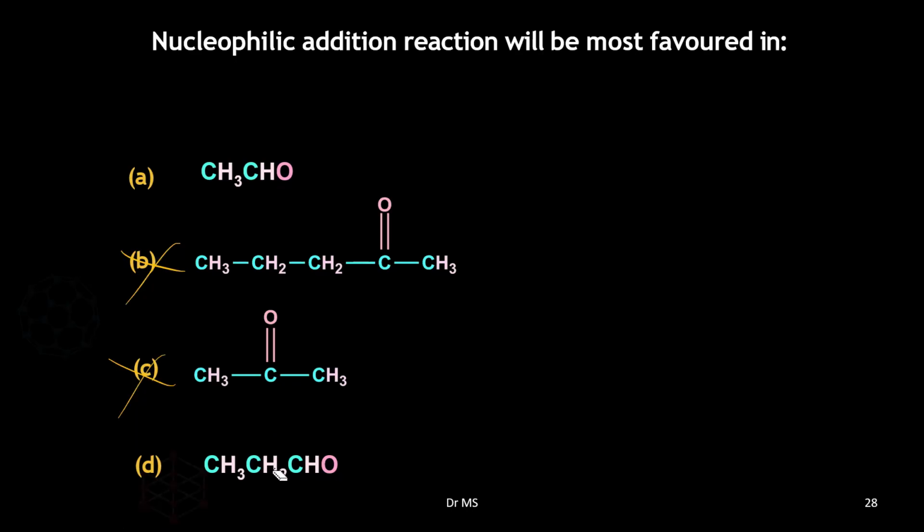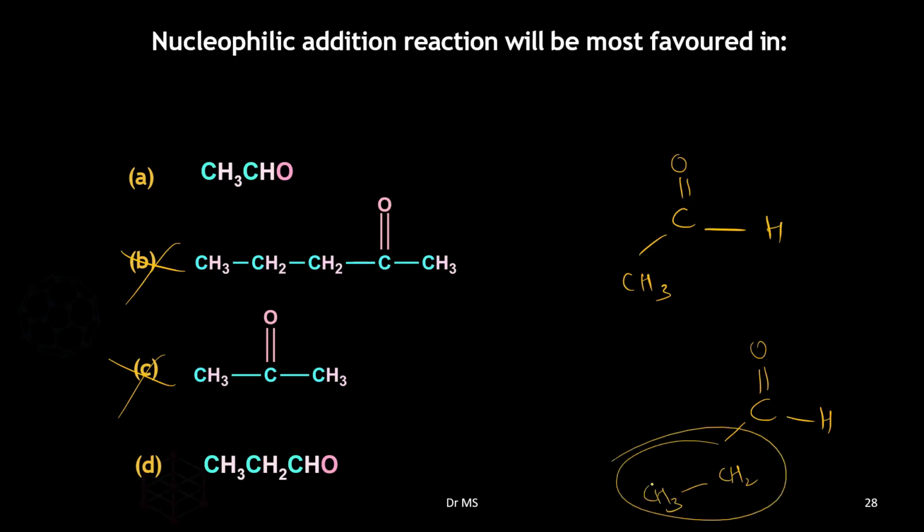D. Here C double bond O, H, and here only CH3. Whereas here C double bond O, H, and here there is a CH2, CH3. So there's a bulkier group here, so this is also not my option. So answer is A. Understood? D is not the answer. Answer is A.